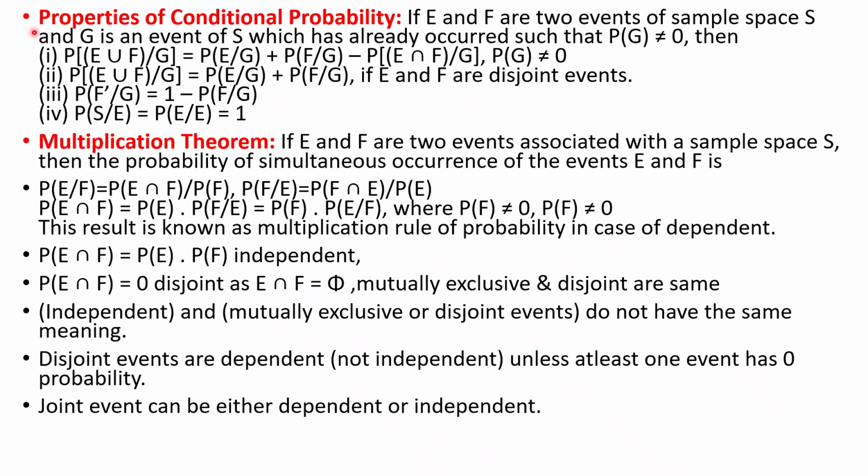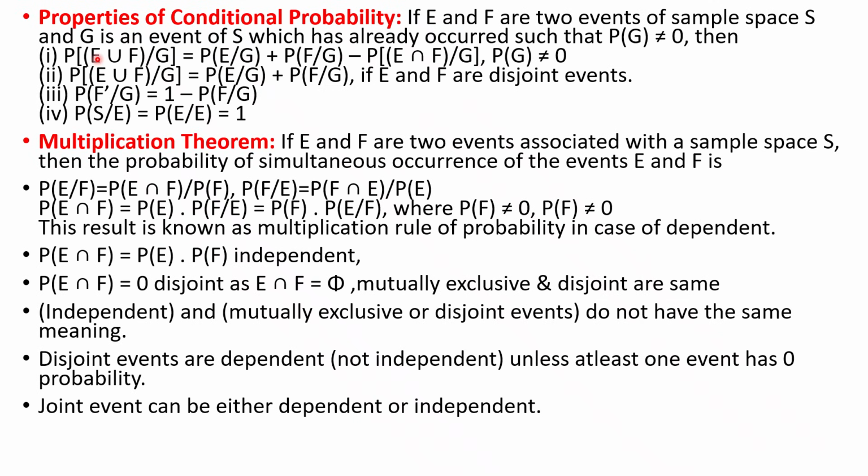Now, first of all, we'll discuss a few properties of conditional probability. If E and F are two events in a sample space S, and G is an event of S which has already occurred, such that P(G) is not zero, meaning the non-zero property, because when you divide something by zero, it is not defined. Okay, an undefined case will happen. So P(G) is not zero. Then the probability of E union F given G will be the probability of E given G plus the probability of F given G minus the probability of E intersection F given G, and P(G) is not equal to 0.